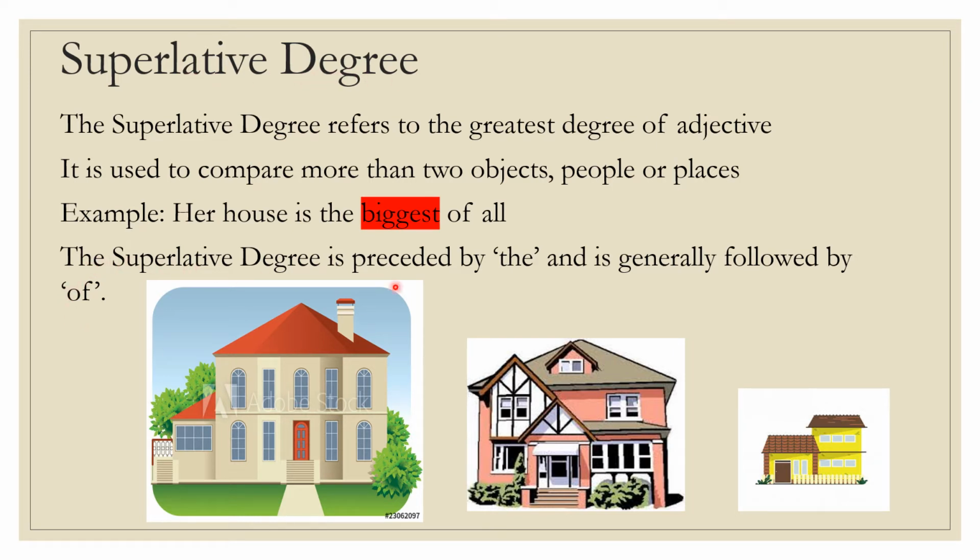Note, the superlative degree is preceded by the. The meaning of preceded is before. So the comes before the superlative degree and is generally followed by of. So this is of. So the precedes and of follows in the superlative degree. So biggest is an adjective in the superlative degree.